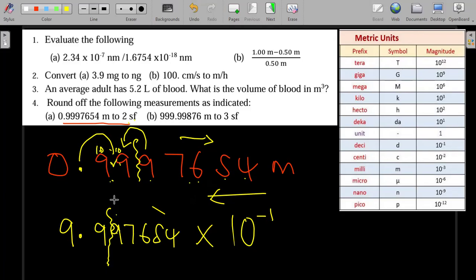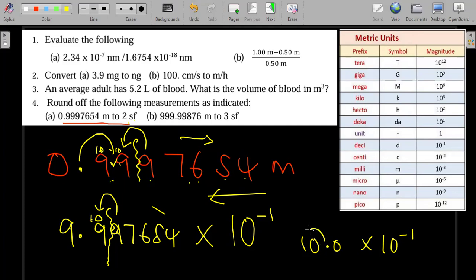When I round off this 9, since it is greater than 5, I'll add the 1 here, which will give me 10. But I can't write the 10 here, so I'll just write 0 here, and the 1 goes here. When the 1 goes there, I'm going to have 10 here. I can write the 10 there because this is just a 9. So it will be 10.0 times 10 to the power -1, but I still need two significant figures.